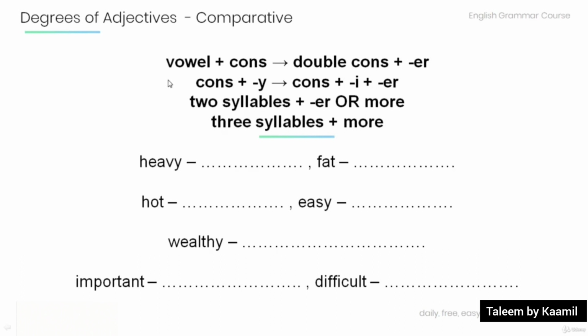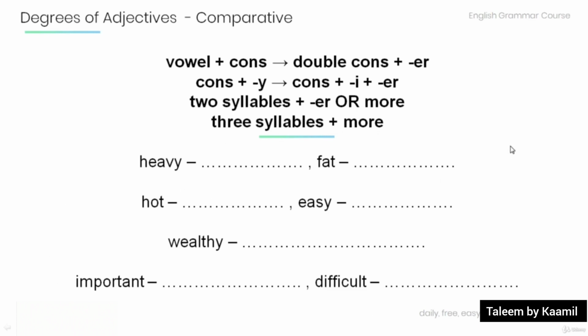Also remember that when an adjective ends with a vowel plus a consonant, we double the consonant and then add er. And when an adjective ends with a consonant plus a y, we keep the consonant, then change y to i, then add er. And when there are two syllables, we add er or more. And when there are three syllables, we simply add more. Now provide the comparative form of the adjectives below.